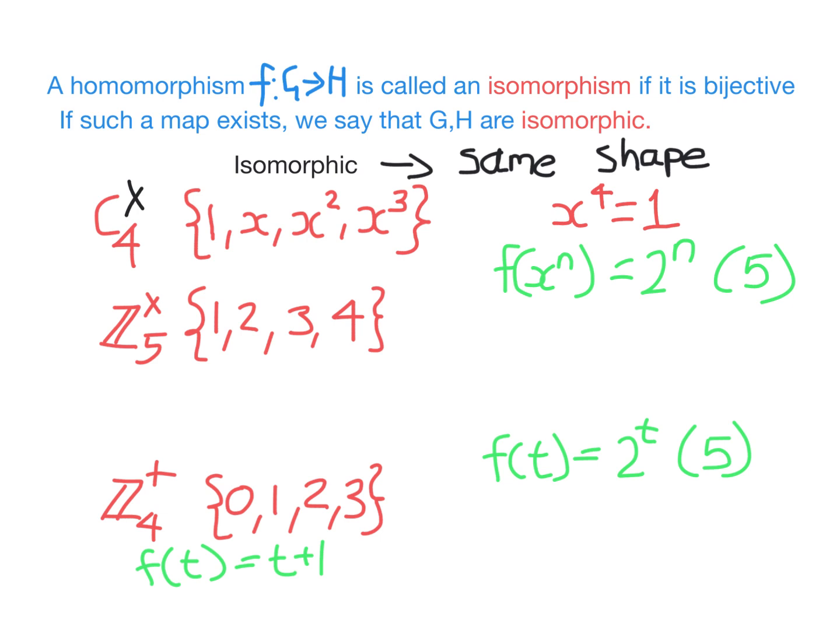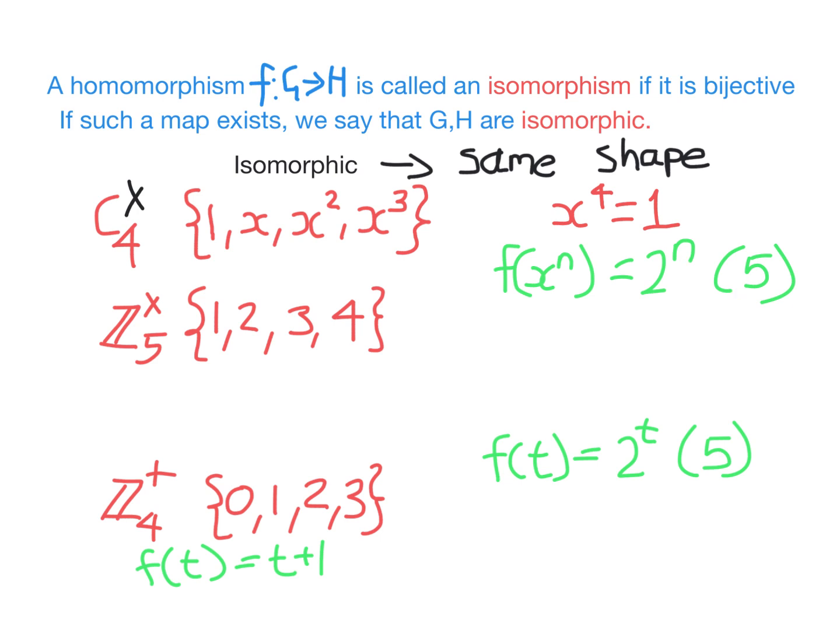So an isomorphism is defined by this function here. So basically it's saying we take whatever the power is of the element in this group and we map it to 2 to the power of that number in modulo 5.